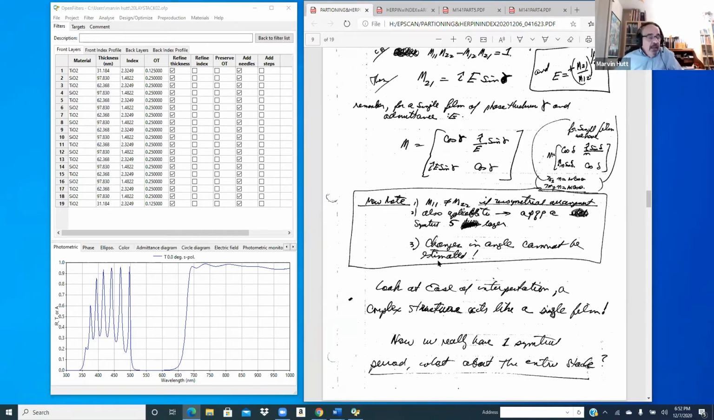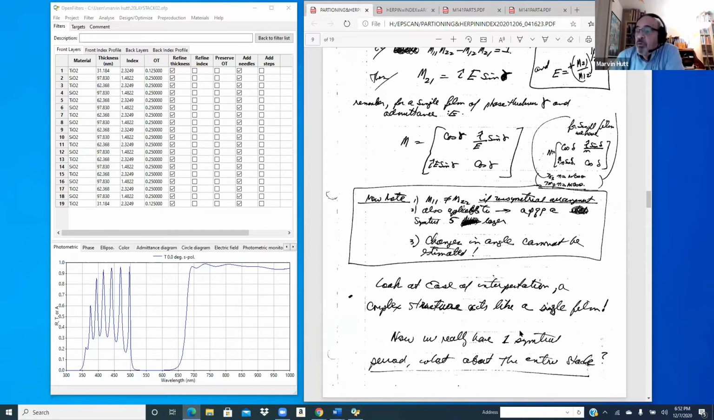Changes in angle cannot be estimated. Okay? So this is all done at small angle or 0. So we're flying blind when we're talking about a 45-degree beam splitter. So what do we do? We start with it, then we get on the computer and touch it up. Now we have one symmetrical period.